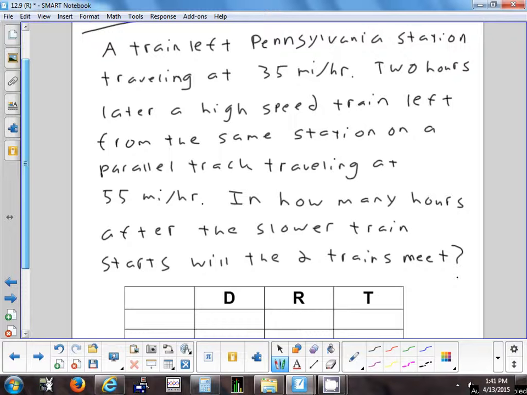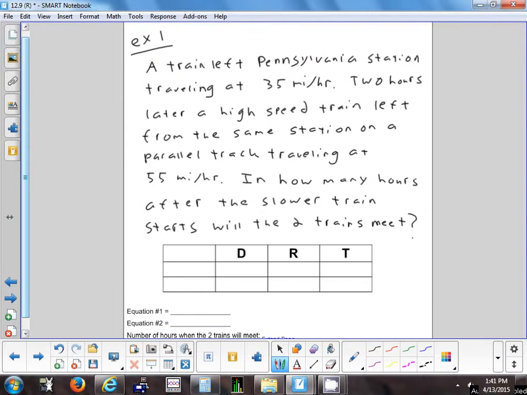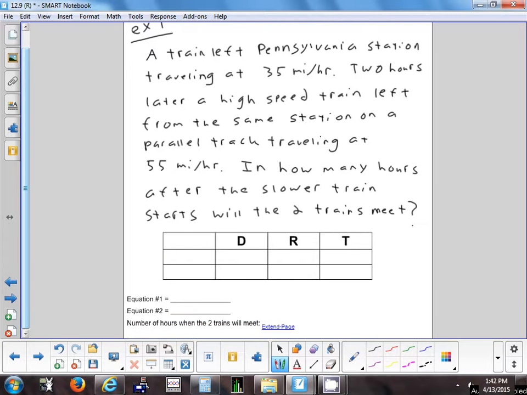This one says a train left Pennsylvania Station traveling 35 miles an hour. It says 2 hours later, a high-speed train left, traveling at 55 miles an hour. I want to know how long it's going to take for the train that left 2 hours later to catch up. Okay, let's try to just figure out the two things here, what we could call them. If they're people, car one, car two, things like that. What do you think we could call our two things here that are traveling? Train one, train two. Sure, train one, train two.